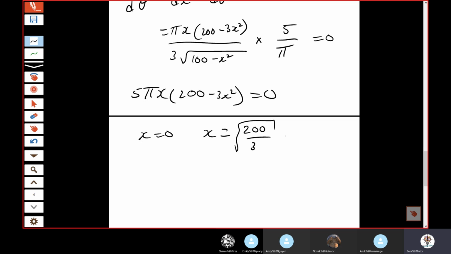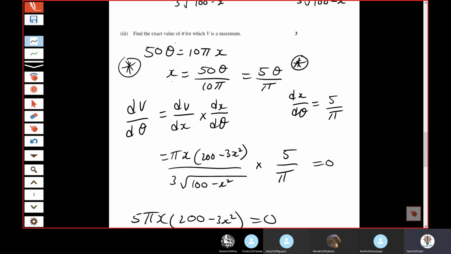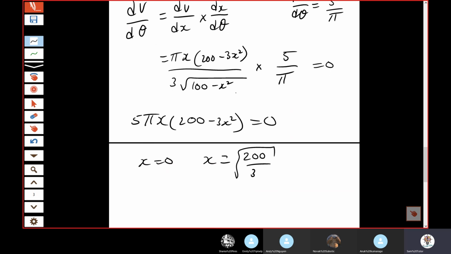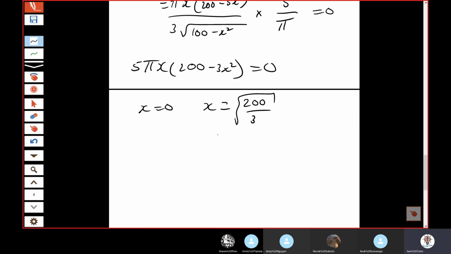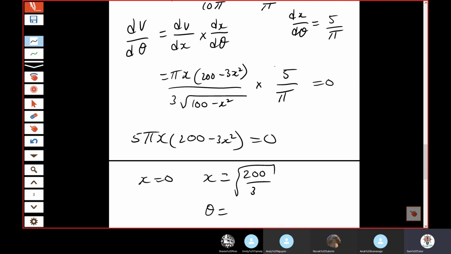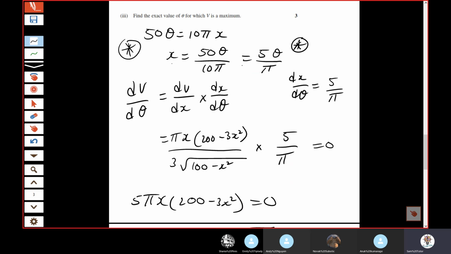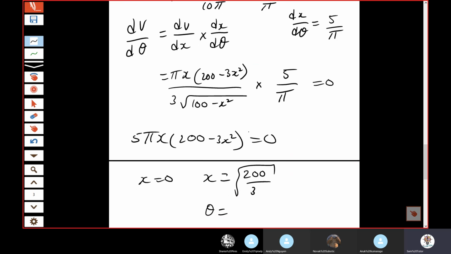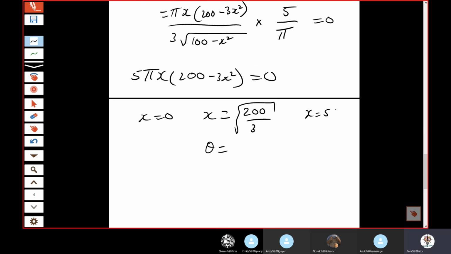You can see that? Happy? Done? But it didn't say to find x, it said to find theta. So x equals to this, so therefore theta equals to, what do we have? x equals 5 theta on pi. So root 200 on 3 times pi divided by 5.